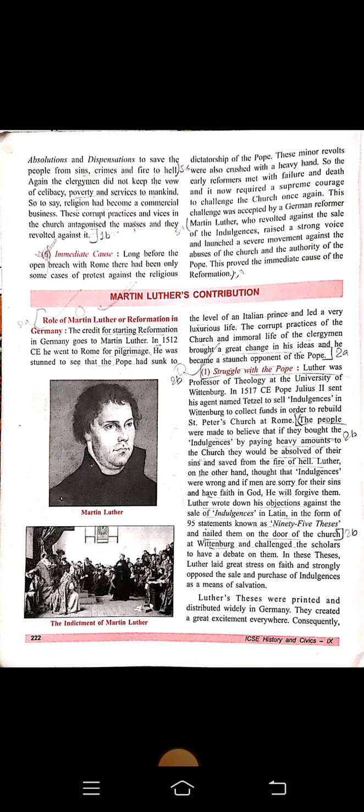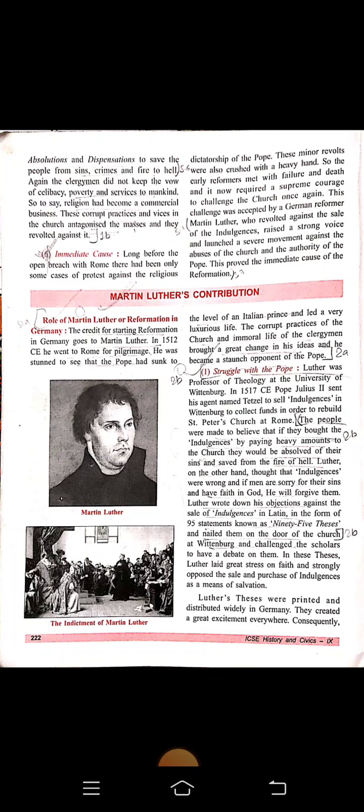Next, what is Martin Luther's contribution? First is the role of Martin Luther, or the Reformation in Germany. The credit of starting the Reformation in Germany goes to Martin Luther. In 1512 CE he went to Rome for pilgrimage. He was stunned, meaning shocked, to see that the Pope had sunk to the level of an Italian prince and led a very luxurious life. The corrupt practices of the church and the immoral life of the clergymen brought a great change in his ideas, and he became a strong opponent of the Pope.